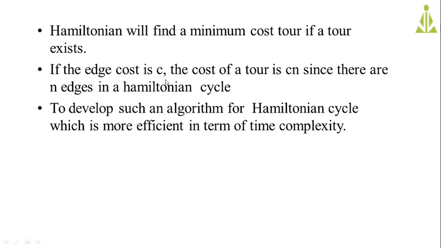If the edge cost is c, then the cost of the tour is cn, since there are n edges in a Hamilton cycle. We don't know how many edges are there. If we have 8 vertices, then minimum we will have 7 edges. But here we don't know how many edges are there, so based on that situation it will calculate the cost. Develop such an algorithm for Hamilton cycle which is more efficient in terms of time complexity.